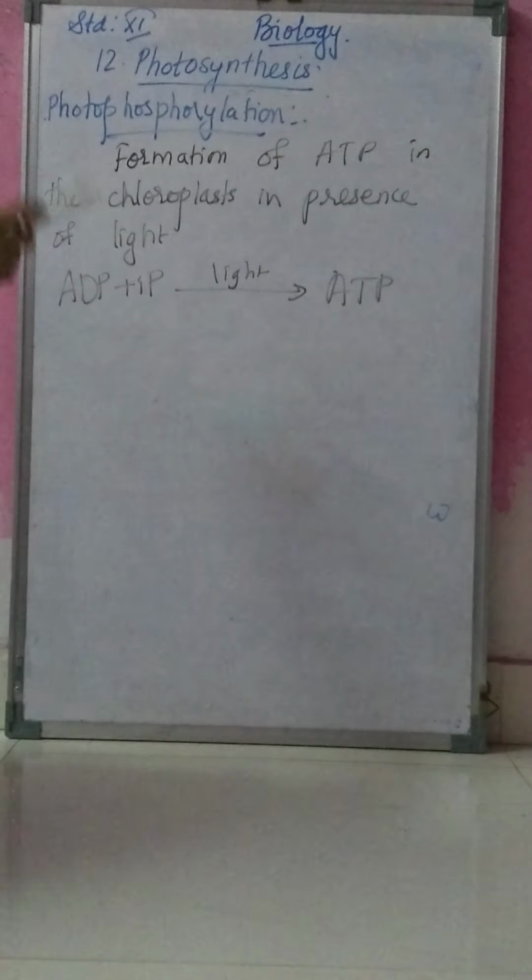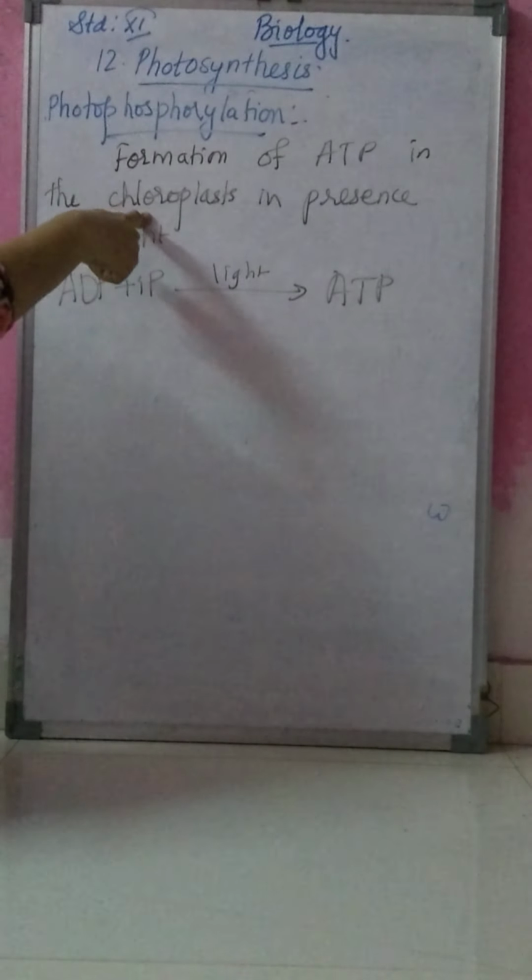Now we will directly start with photophosphorylation. What is photophosphorylation? Photophosphorylation means formation of ATP in the chloroplast in presence of light. The definition of photophosphorylation is formation of ATP in the chloroplast in presence of light.